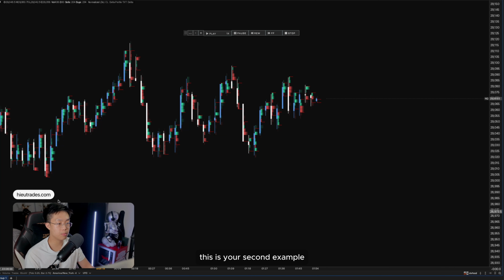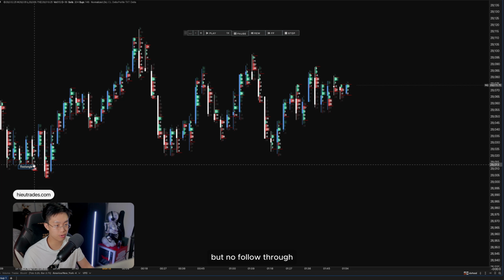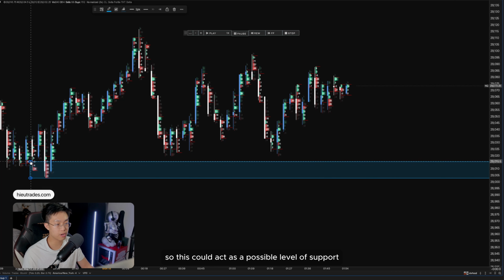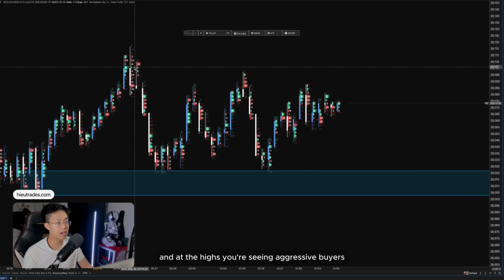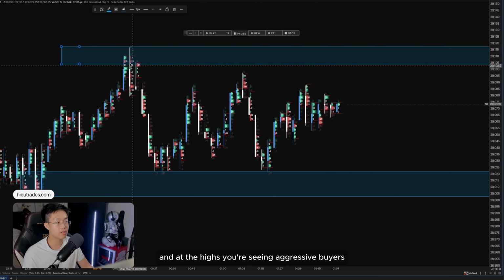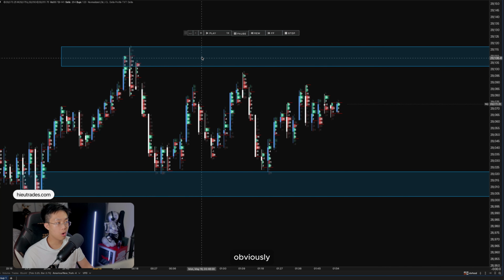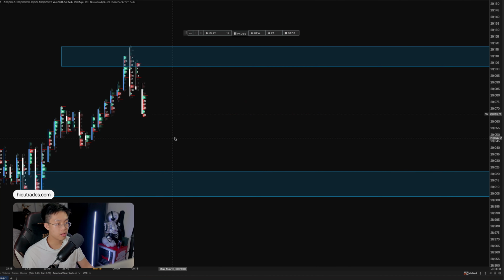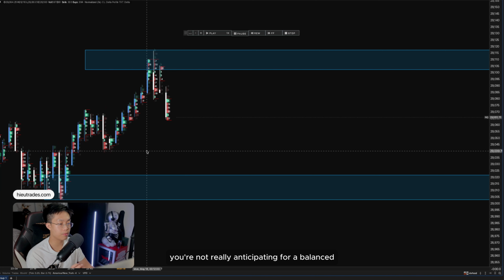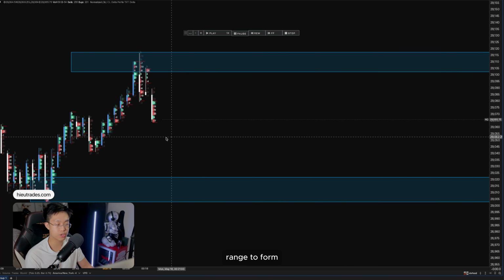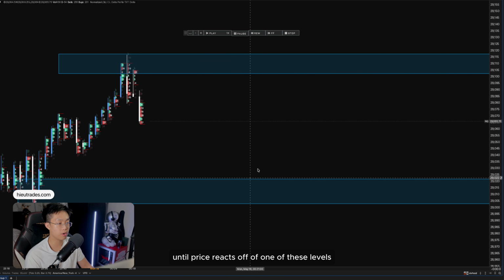This is your second example. Again, you're seeing the same formation start to form for a balanced range. At the low, you are seeing aggressive selling, but no follow through. So this could act as a possible level of support. And at the highs, you're seeing aggressive buyers, but no follow through higher. So this could act as a level of resistance. Obviously, when this first forms like this, you're not really anticipating for a balanced range to form until price reacts over one of these levels.